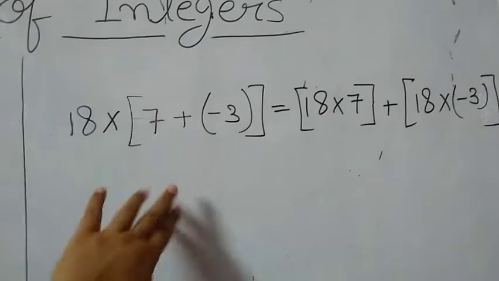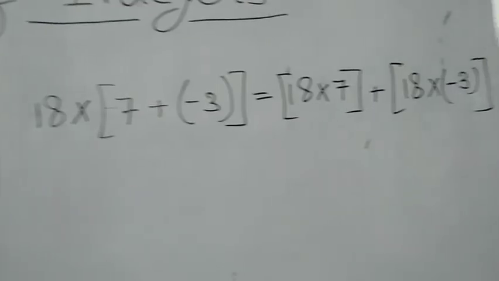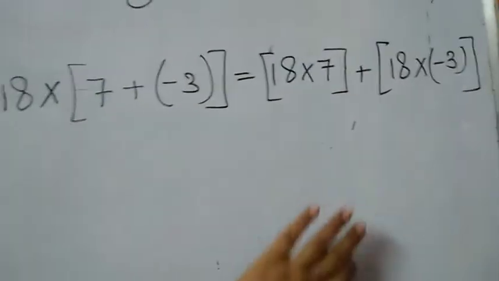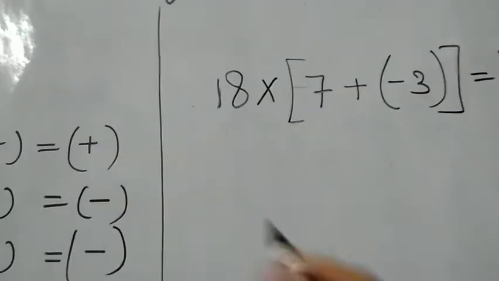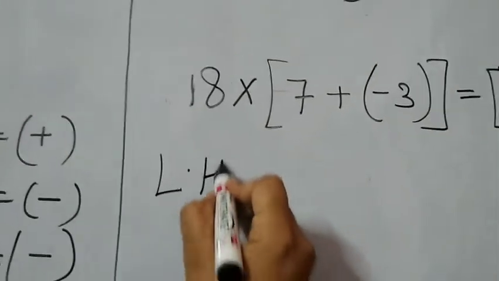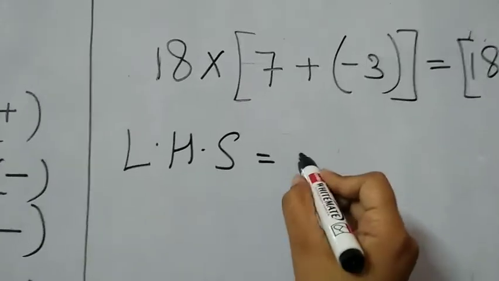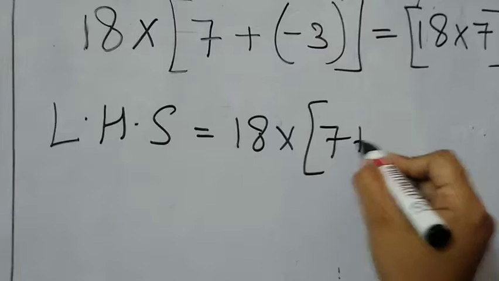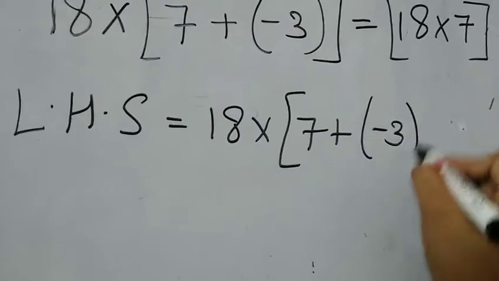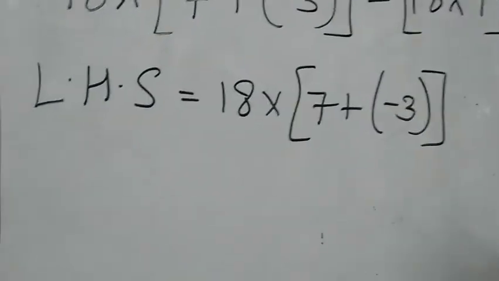As you can see, this part is on the left hand side and this part is on the right hand side. So we call this portion LHS, that means left hand side. So it is 18 into (7 plus minus 3). Let's solve this part only.